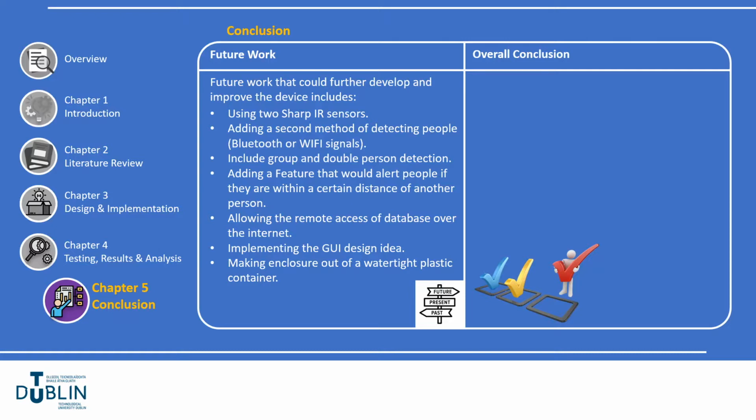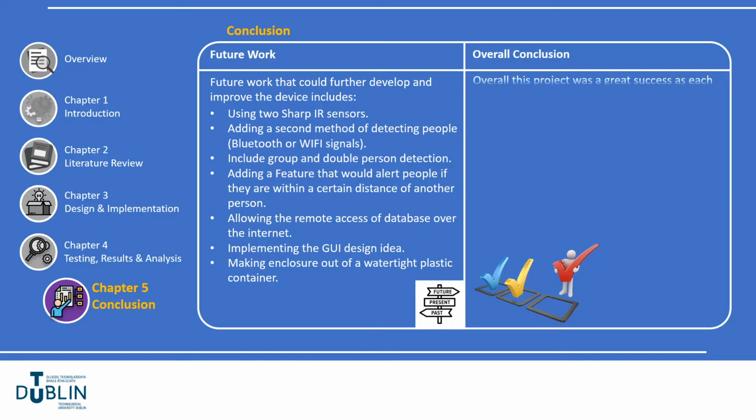including group detection along with the ability to detect when two people walk past the device in opposite directions, adding a feature that would alert people if they are within a certain distance of one another, perhaps through the use of an alarm and flashing lights, allowing the remote access of the database over the internet, implementing the graphical user interface design idea previously mentioned in the presentation, and making the enclosure out of a watertight plastic container.